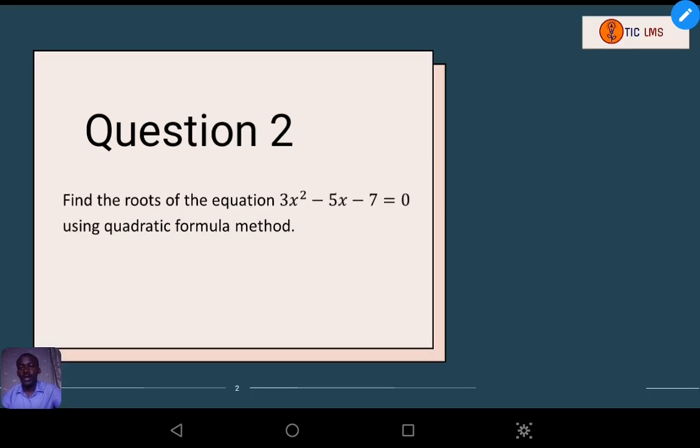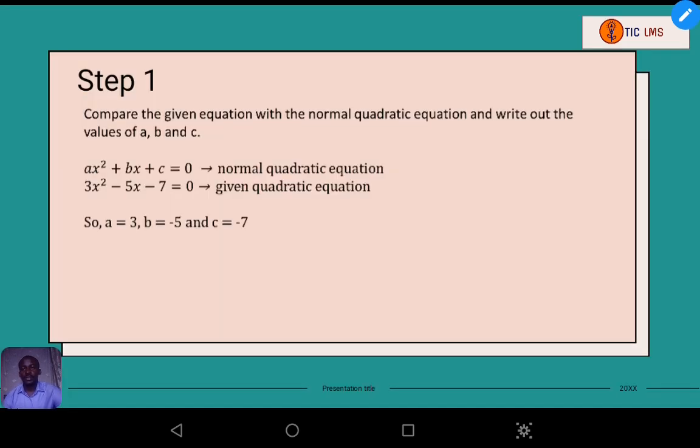Here it says, find the root of the equation 3x squared minus 5x minus 7 equals 0 using the quadratic formula method. All right, so the first thing is to compare the given equation with the normal quadratic equation and write out the values of a, b, and c. Take note that these a, b, and c are constants, while x is a variable.